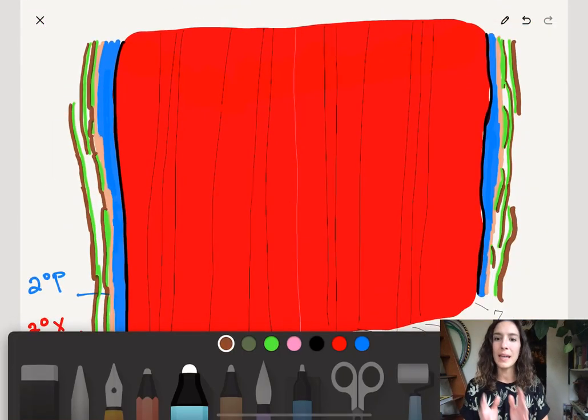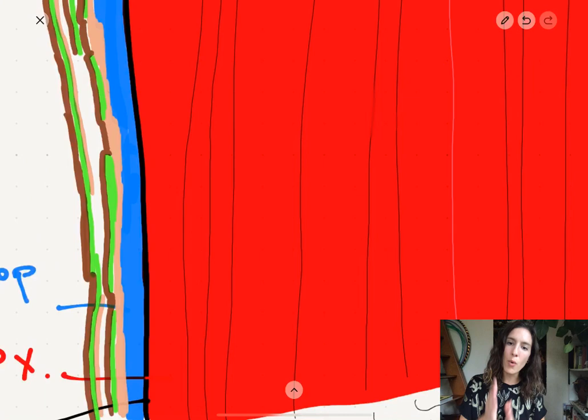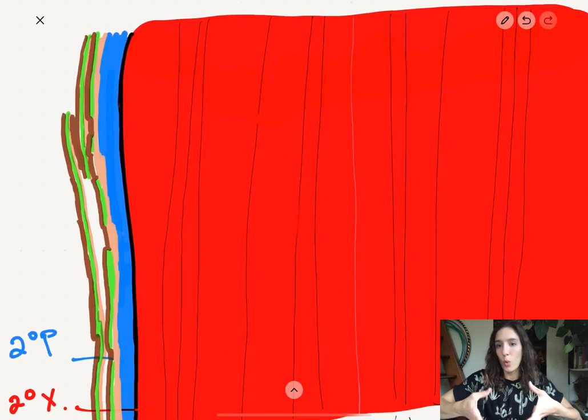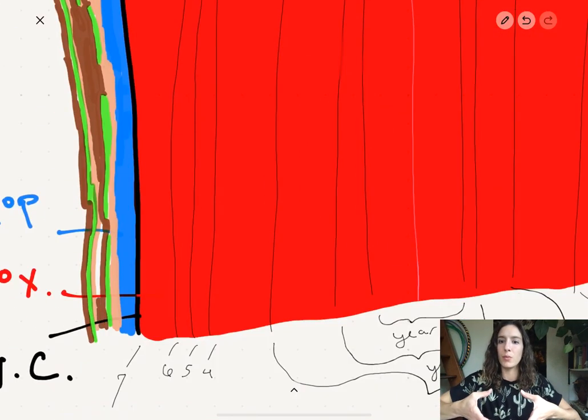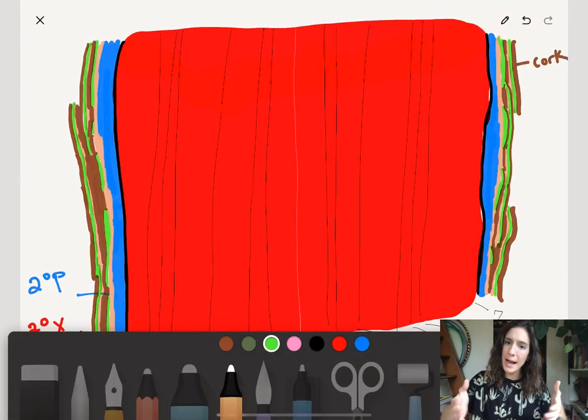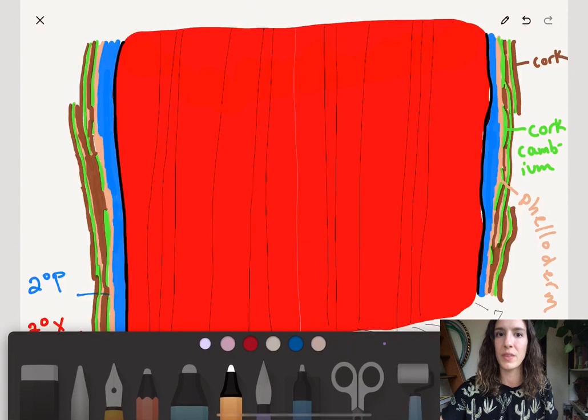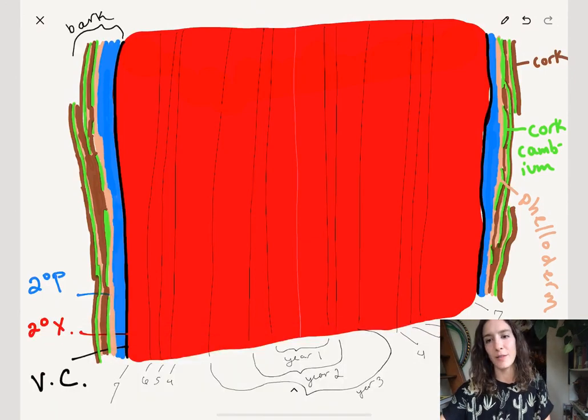Now, the cork cambium, it's not just a single layer. We've got multiple layers sort of on top of one another, and part of the reason for this is as the secondary xylem is expanding, it's really making the whole cylinder of root wider, and so it cracks on the outside, and it needs to continuously heal itself with that cork cambium and the cork and phelloderm.